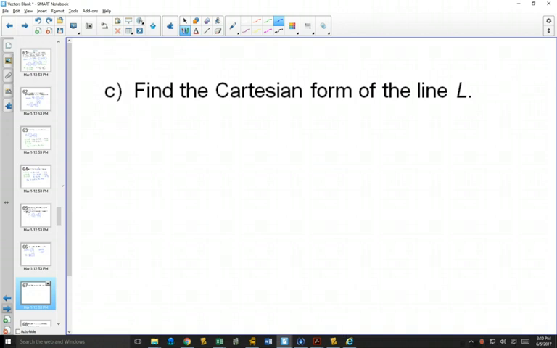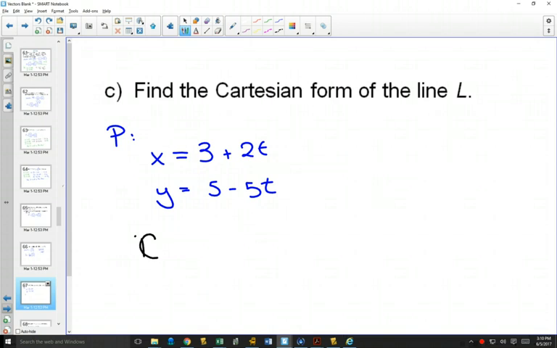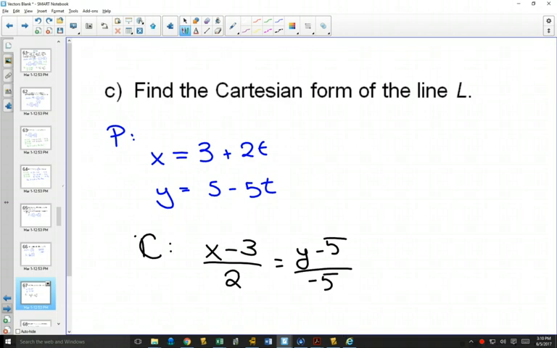Find the Cartesian form of our vector. Well, to find our Cartesian form, we first find our parametric forms. Our x coordinate is equal to 3 plus 2t. Our y coordinate was 5 minus 5t. So our Cartesian form, solving for t in the first one, we'd subtract 3 on both sides and then divide by 2. Solving for t in our second equation, subtract 5 on both sides and divide by negative 5.